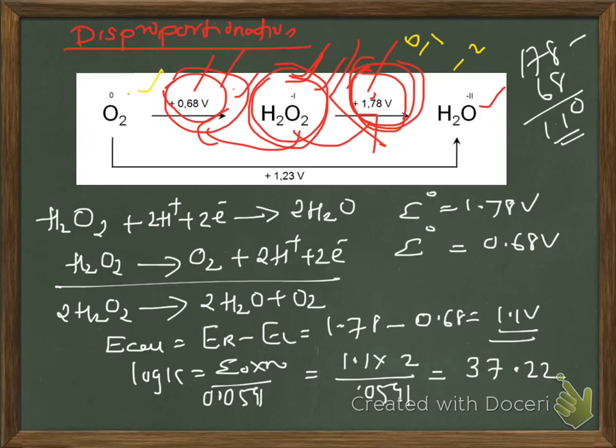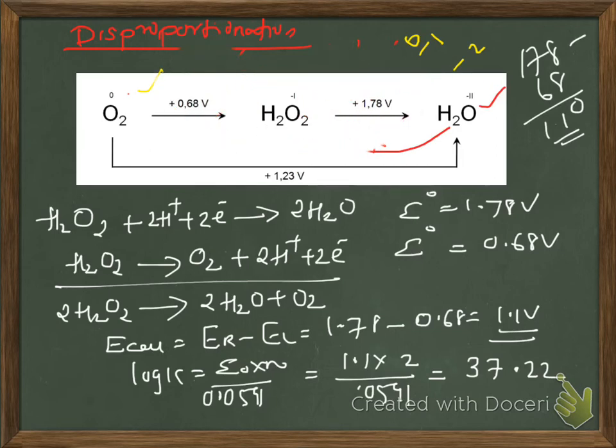H2O2 first gets reduced to H2O. This is a reduction process because it goes from minus 1 to minus 2. So in the reduction half we have H2O2 plus 2H plus plus 2 electrons gives 2H2O. That is the balanced equation. If you don't know, you have to write it and balance. The E0 value is given as 1.78 volt.